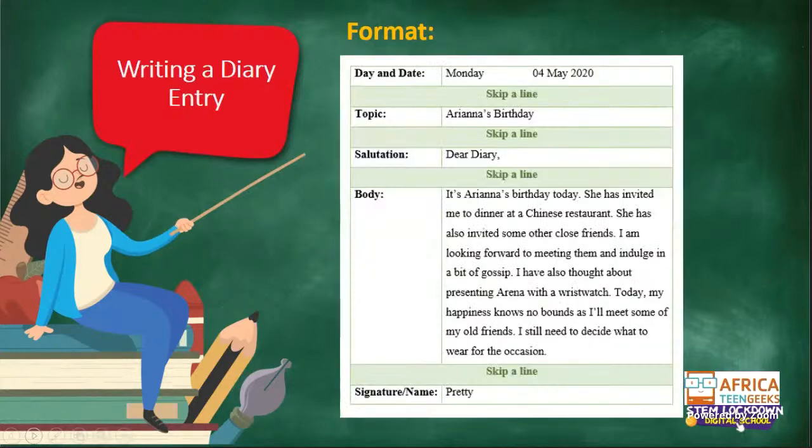Right, let's look at the formats. Remember, you would have your day and dates. So it's Monday, 4 May 2020. Then you skip a line, your topic, Ariana's birthday. Skip a line, salutation, dear diary. Skip a line, your body.